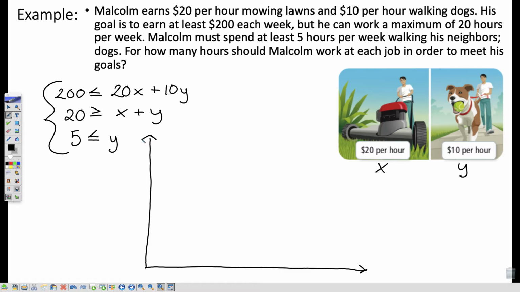So I personally do not want to solve this for y equals mx plus b and plot the y-intercept and then count the slope. Anybody else? No. How about we just find the x and y-intercepts and connect them? Would that work? Yeah. Okay. How do I find x-intercepts?